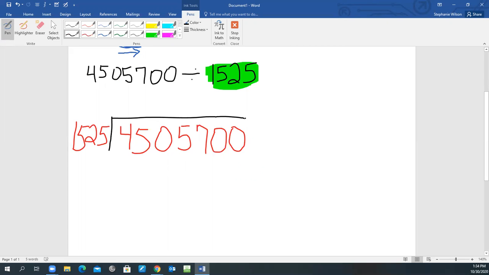Okay, so first thing I do is I notice there's 4 digits here. So we know we need to at least look at 4 digits here before we go any further. There's no way we're going to say these 4 digits is going to go into 45. That's only 2 digits. So a lot of times there's a lot of critical thinking going on here. So what I'm going to see is how many times, and let me highlight it right quick, how many times will this 1525 go into the 4505? So I'm going to see how many times it would go into it.